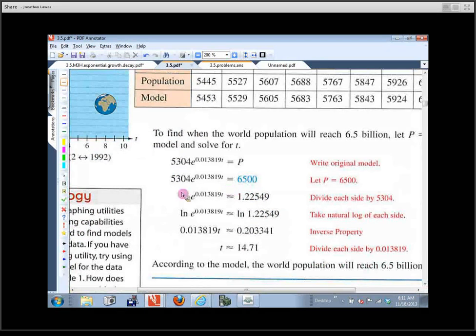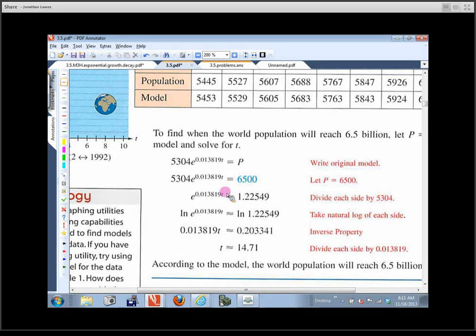And then this is an exponential equation, just like the equations that we learned how to solve in the last couple sections. So if I set it equal to 6,500, I'm now to the point where I need to do some math. I want to solve for what t is. t represents the year that it's going to hit that population. So I divide both sides by 5304. You get this decimal right here. You can write that decimal, or you can leave it as a fraction, 6,500 over 5304.